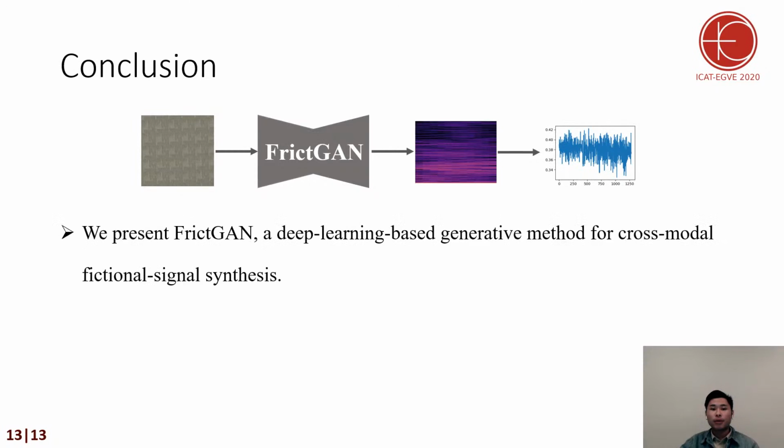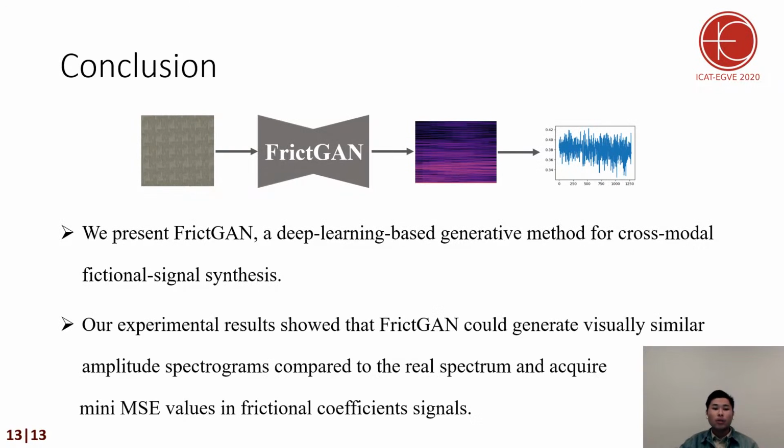In conclusion, we propose FrictGAN, a deep learning-based generative method for cross-modal frictional signal synthesis. FrictGAN was designed based on the GAN structure, taking the RGB fabric images as the input and the distribution of the frictional coefficients of the fabric surface as the output. We also conducted some preliminary experiments to evaluate the effectiveness of our model. And the results showed that FrictGAN could generate visually similar amplitude spectrograms compared to the ground truth and produce tiny MSE values in frictional coefficient signals.